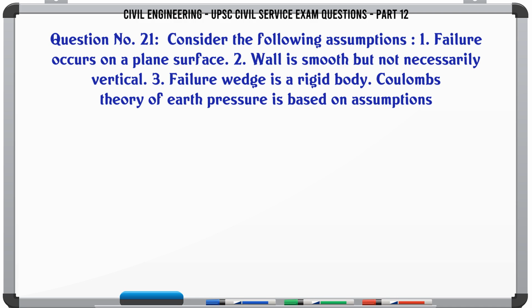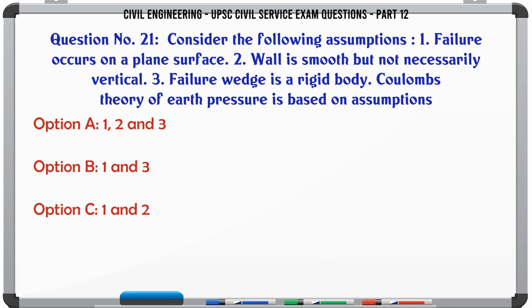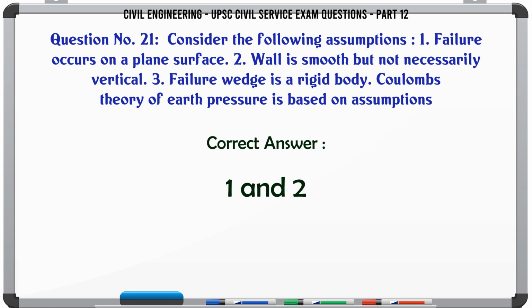Consider the following assumptions. 1. Failure occurs on a plane surface. 2. Wall is smooth but not necessarily vertical. 3. Failure wedge is a rigid body. Coulomb's theory of earth pressure is based on assumptions: A. 1, 2 and 3, B. 1 and 3, C. 1 and 2, D. 2 and 3. The correct answer is 1 and 2.